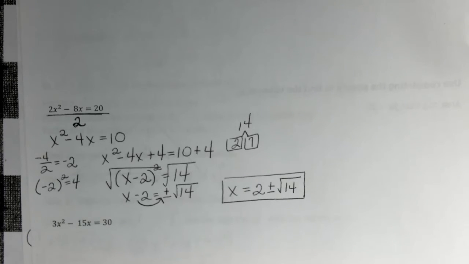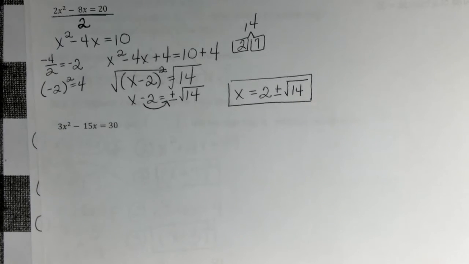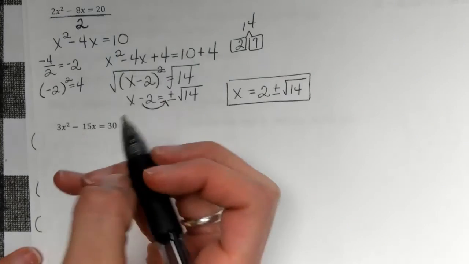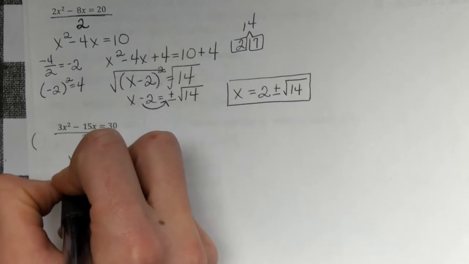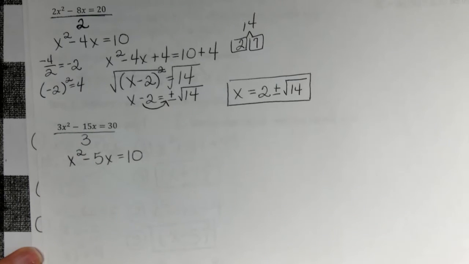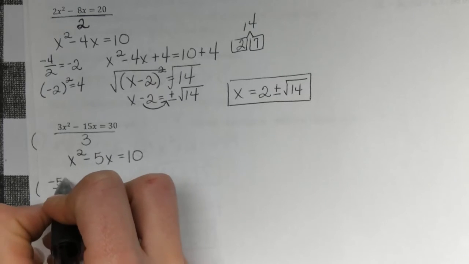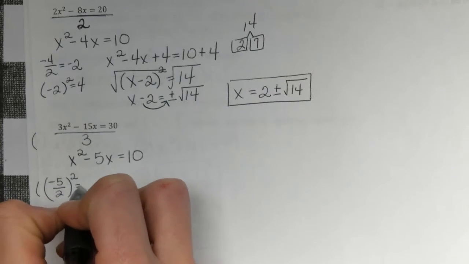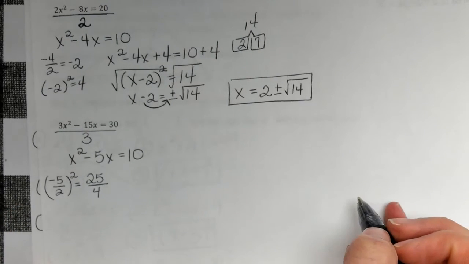Are you good with that? Okay. So 3x squared minus 15x equals 30. First thing you do is divide by 3, getting rid of the coefficient by dividing. So I've got x squared minus 5x equals 10. Negative 5 divided by 2, squared, gives me 25 over 4, because negative 5 squared is 25 and 2 squared is 4.